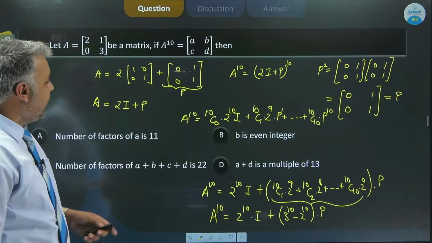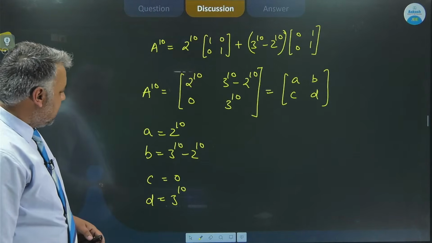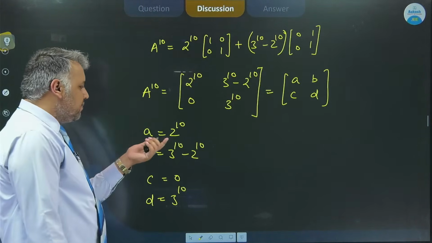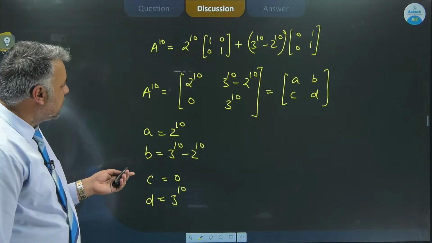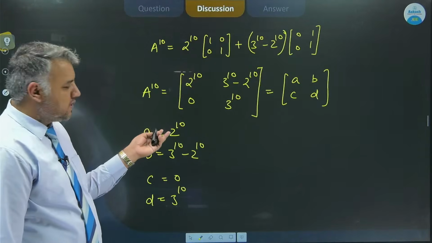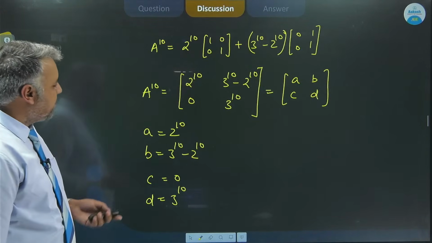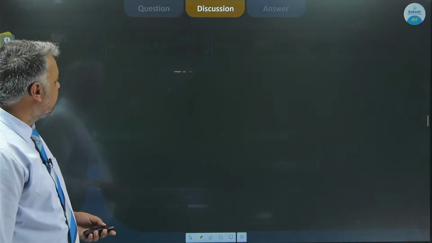Number of factors of a is 11. Now a is 2 power 10, so obviously the number of factors will be 11, because 2 is a prime number, so it is expressed as 2 power 10. So alpha plus 1 will be the number of factors.